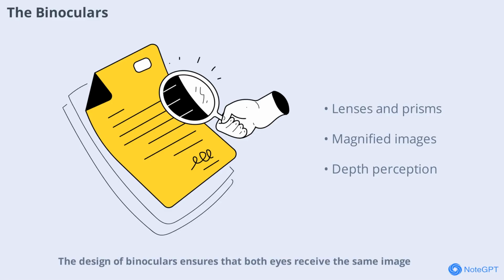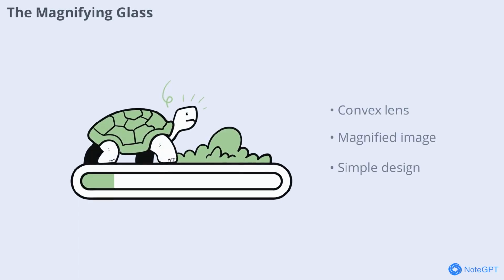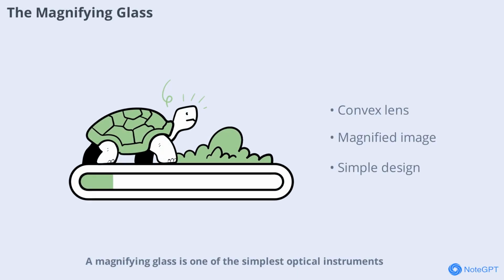The design of binoculars ensures that both eyes receive the same image, offering depth perception and a wide field of view. Magnifying glass is one of the simplest optical instruments. It uses a convex lens to produce a magnified image of an object placed within its focal length. This tool is invaluable for reading small text, examining details, and even starting fires by focusing sunlight.